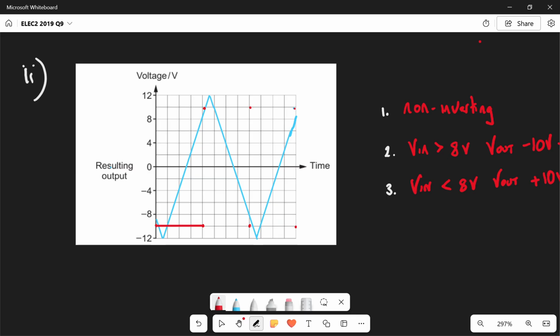Right, so now we can draw the output graph. So it's going to go straight along, and then it's going to switch when it gets to plus 8 volts on the sawtooth. It's going to then stay at plus 10. And then it's going to go to minus 10 when the sawtooth goes to minus 8. And then it's going to stay at minus 10 just until we get just before it disappears off the graph. And that concludes question 9 and component 2 for 2019.